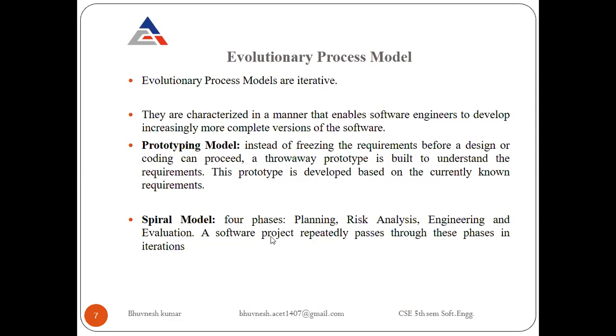A software project rapidly passes through these phases in iteration. In the spiral there is also iteration, repetition: again testing, again planning, again analysis, again coding, again evaluation. This is the best model, and in this model the risk is less. If your product is large and you want to use a traditional approach, go for a spiral. This model is also called a meta model.